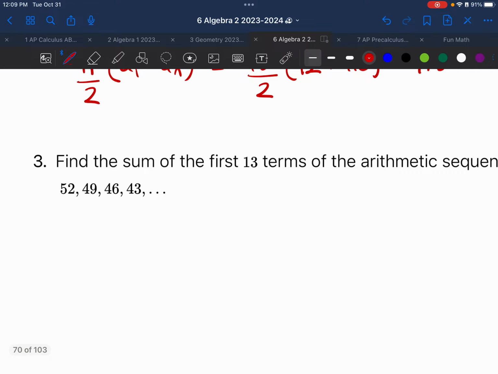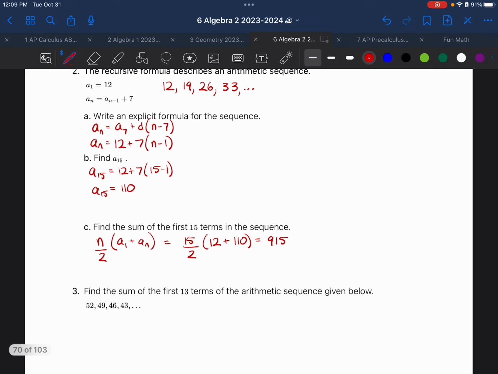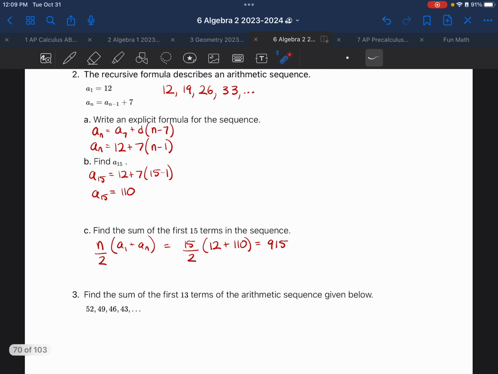Find the sum of the first 13 terms of this sequence. Okay, so what number 2 did is it gave you a building block. It said, okay, what you're going to do is we have a sequence. We're going to find the pattern, use the pattern to find the last number, and then once we have the last number, we can plug the first number and the last number into these two spots.